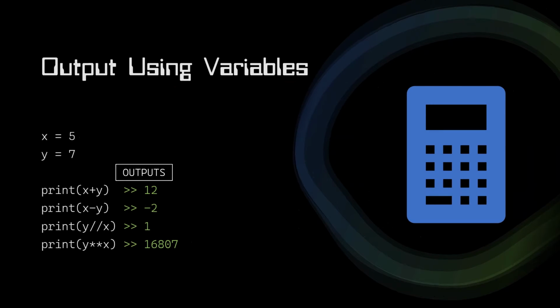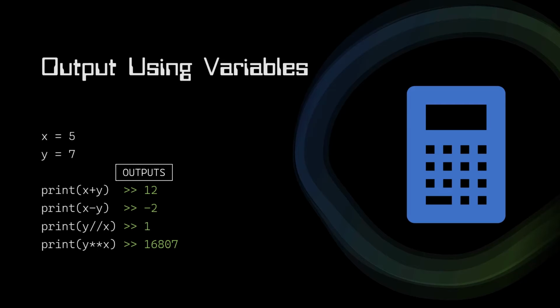The other way to output operation results is to store the numbers in variables and then put the variables with the respective operations into the print function. In this example, it doesn't really make a difference whether you use a variable or keep typing the numbers again as we did in the previous screen.